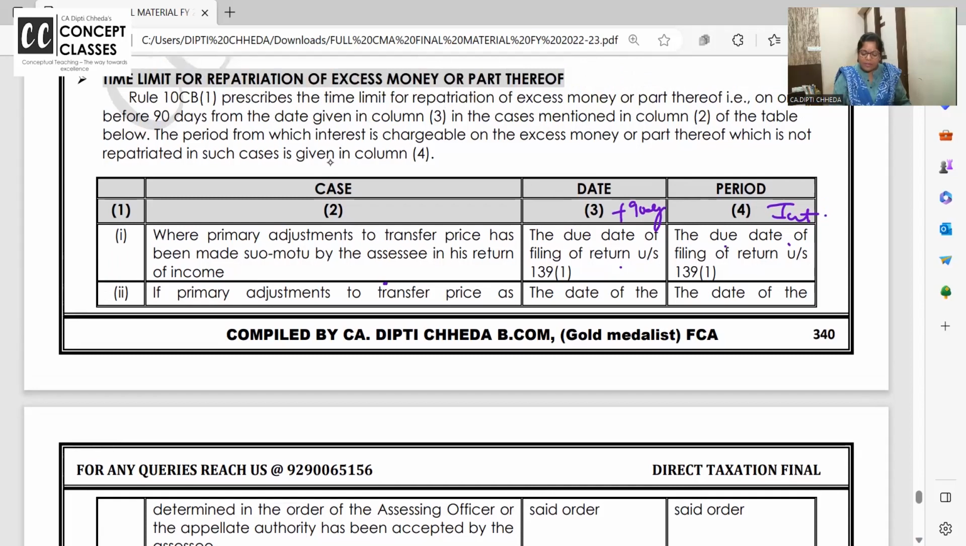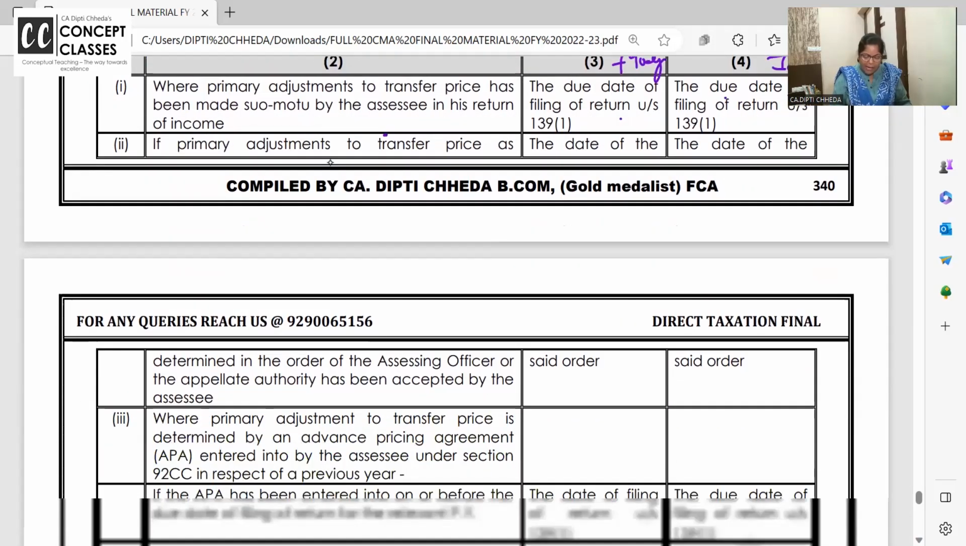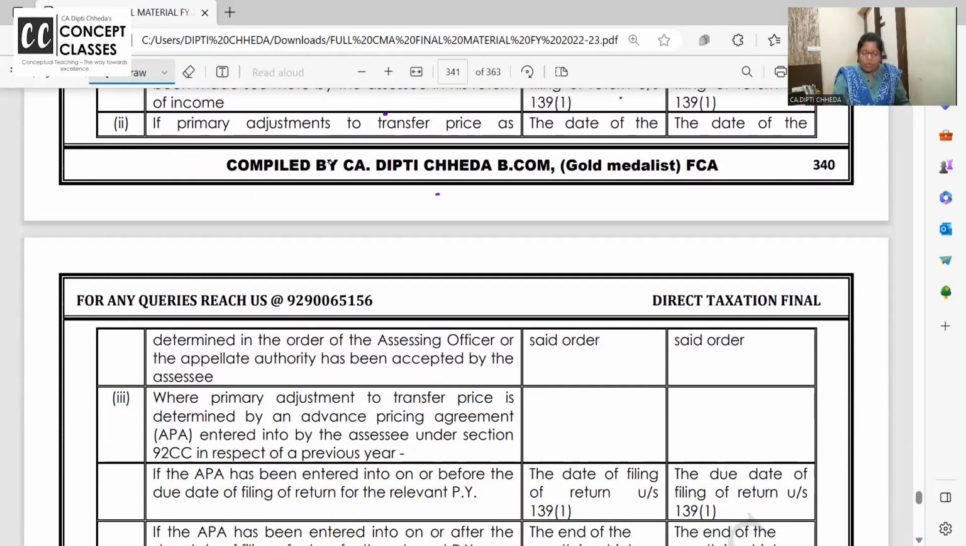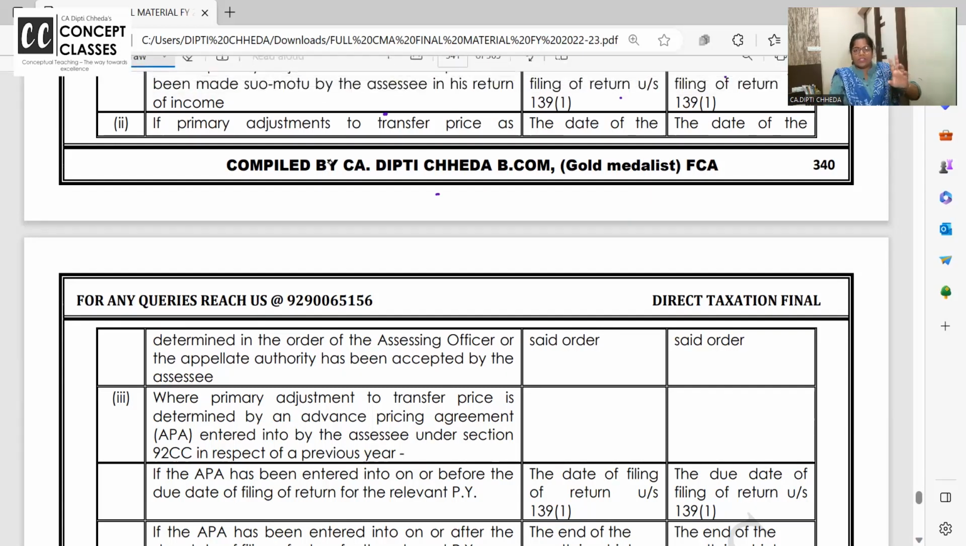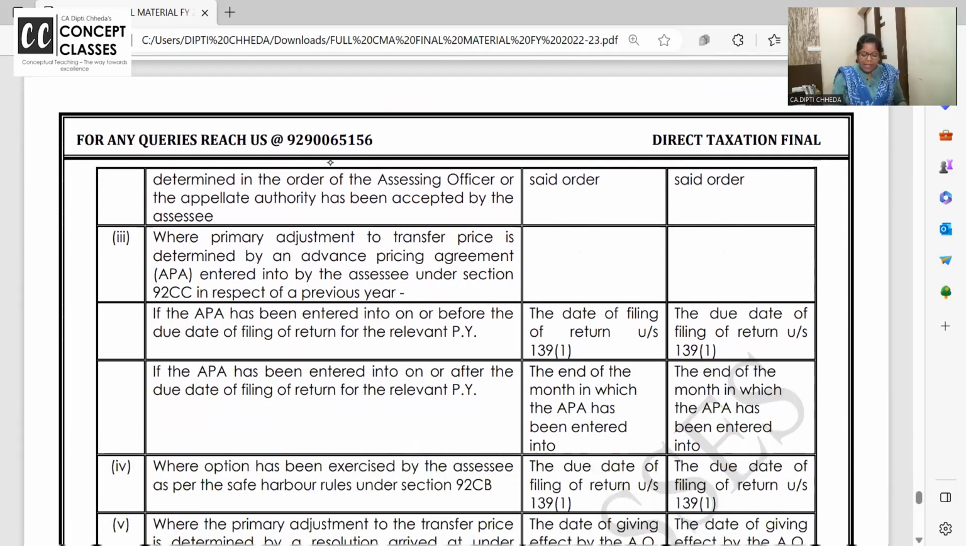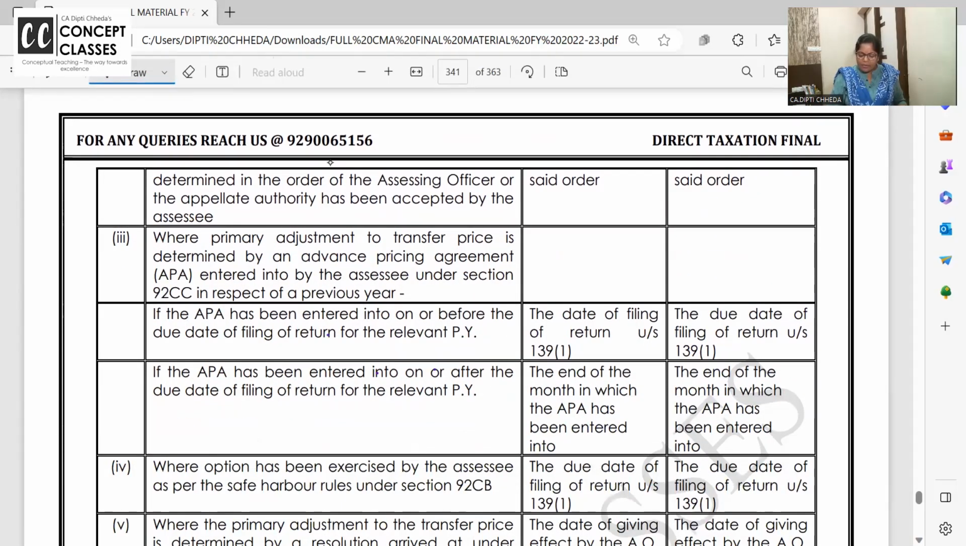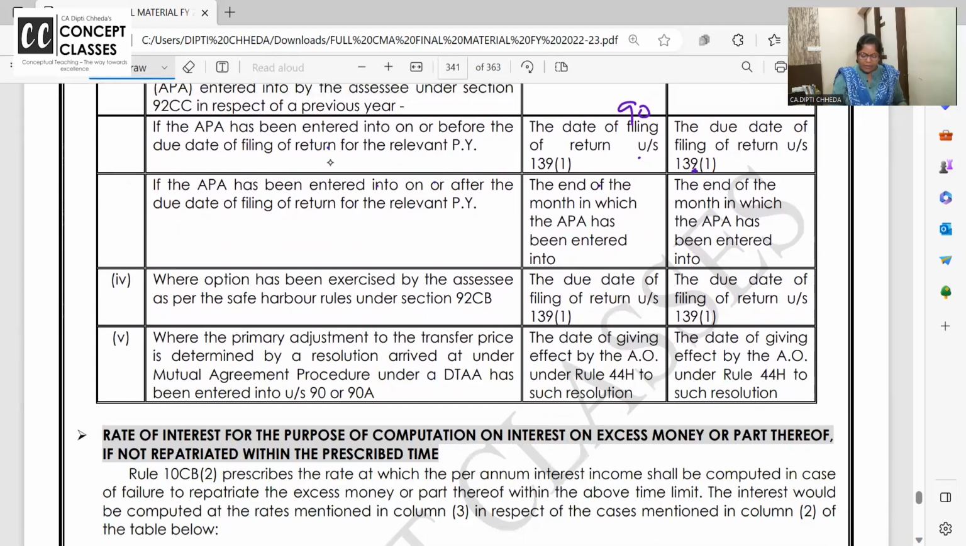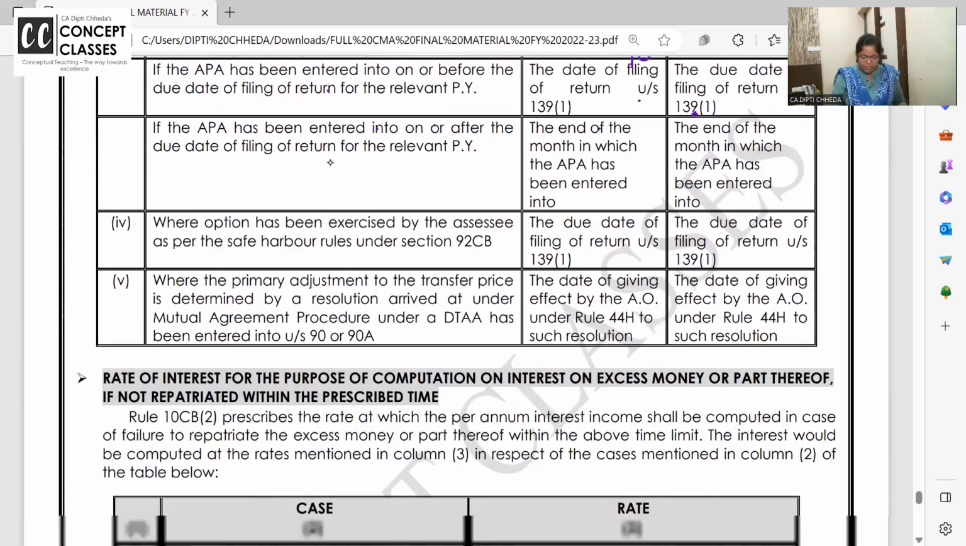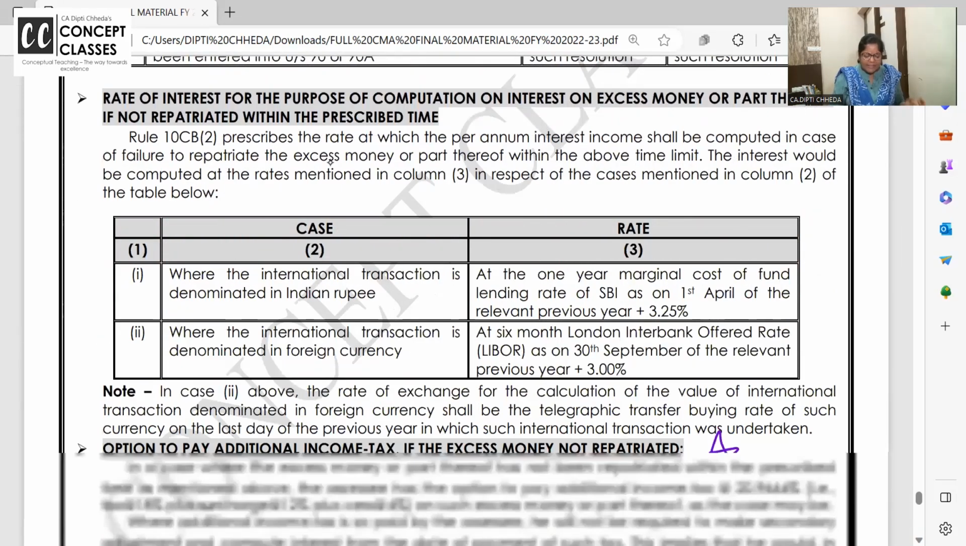Are you getting? Third column is the date from which the 90 days start. If primary adjustment is because the AO has determined this transfer pricing and all, then from the date of order of the AO. Okay. Advance pricing agreement, then date of filing of the return. From there 90 days, if not, interest will start. And in all the cases, it is like mutual agreement. So from that date, you can read, that table is very simple.